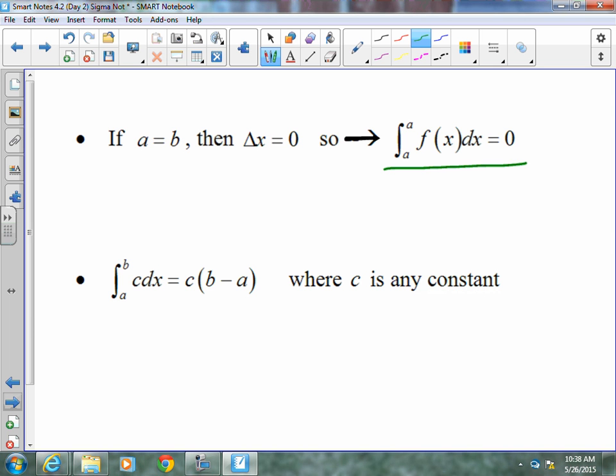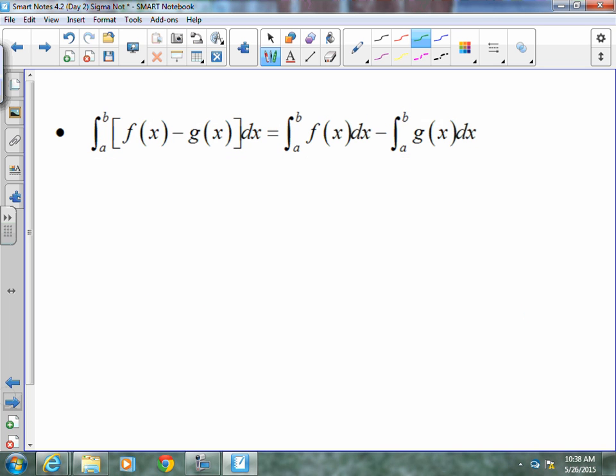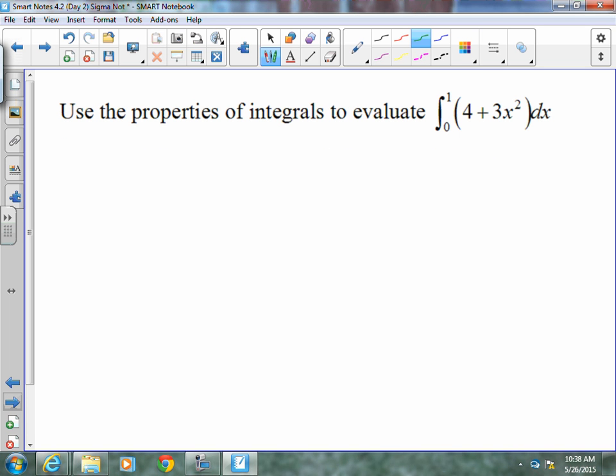When you have just a constant, it's that constant times your upper limit of integration minus your lower limit. And integrals can be split up just like our sigma notation can. Our constants can be pulled out front, and it works over subtraction also. So some rules that are similar to the sigma notation. Now, we need to use the properties of integrals to try to solve this.